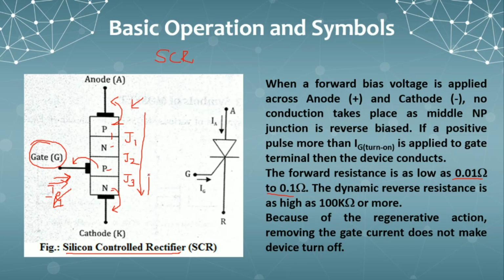In reverse bias condition, when you want to send the current from N to P, it offers a resistance of 100 kilo ohm. It means that in reverse bias condition, it almost blocks the current.